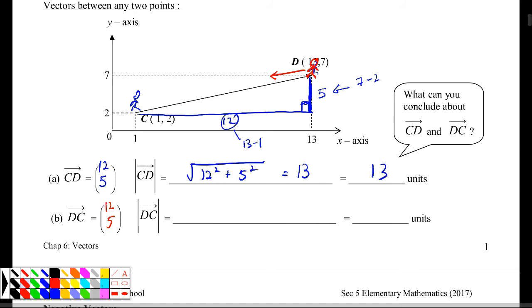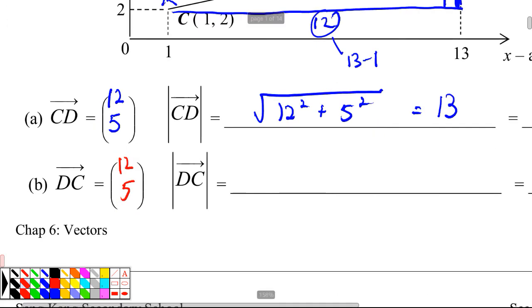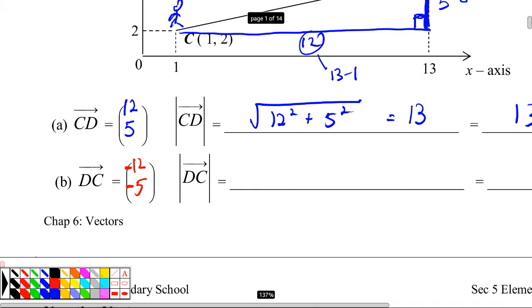So let's try. Horizontally, how many steps must I move? Still 12, but in the left or right? Left. But I cannot say left 12. I must say negative 12. So over here, it's negative. And is it still 5 steps upwards? No, it's 5 steps downwards. So it's negative as well. So far okay?